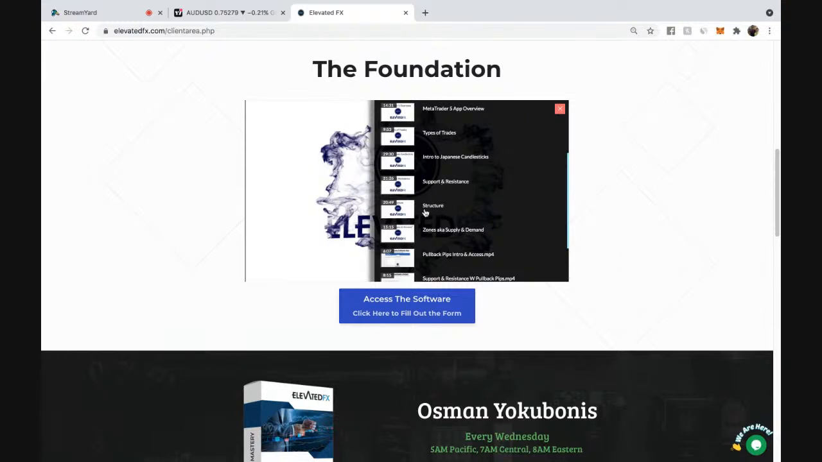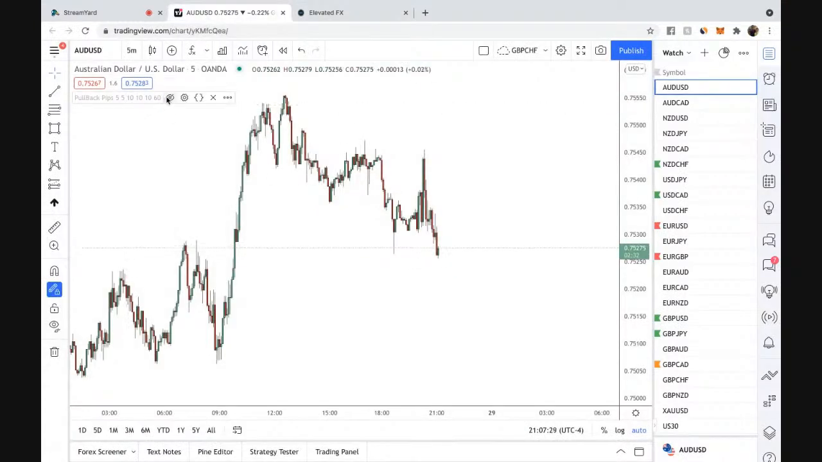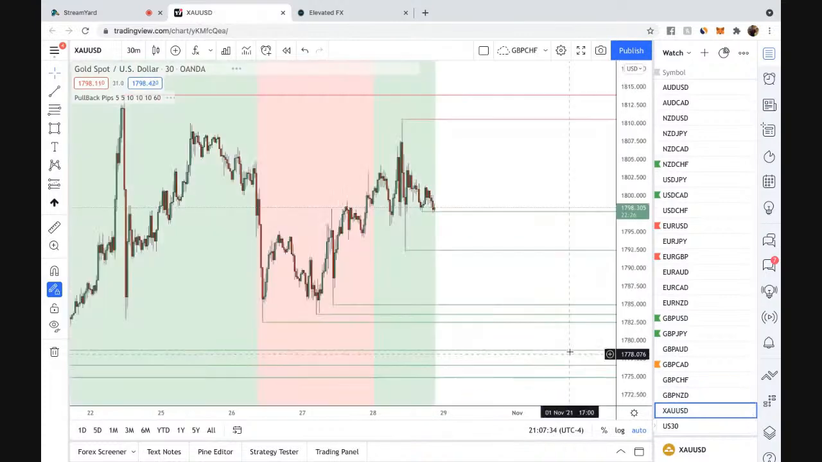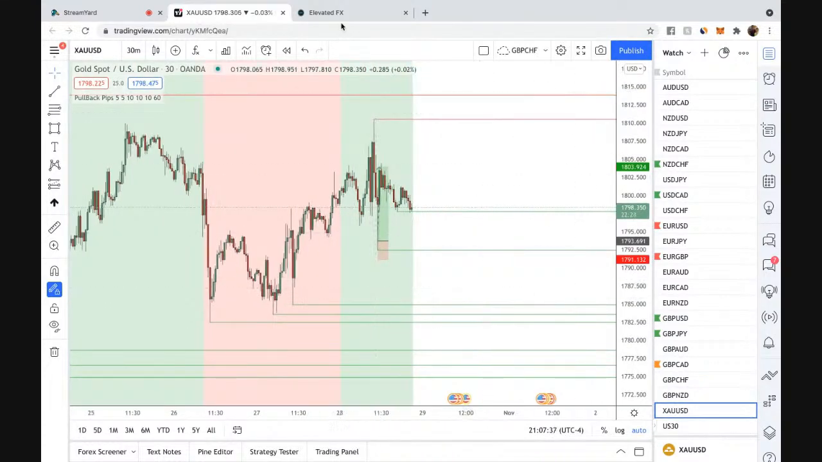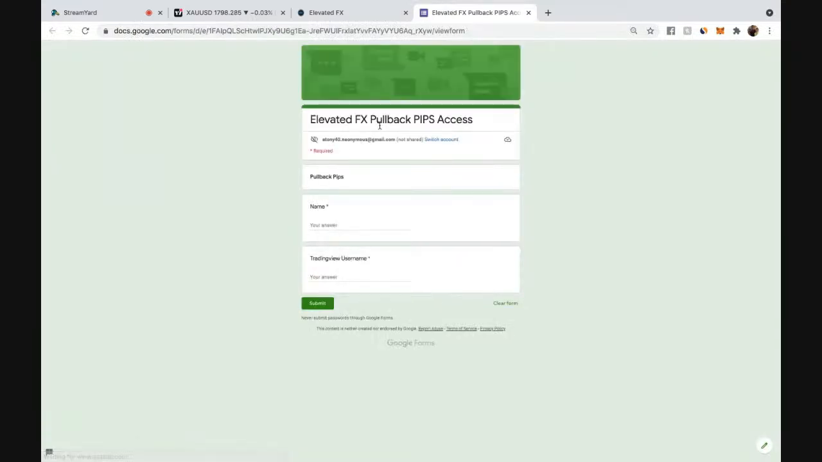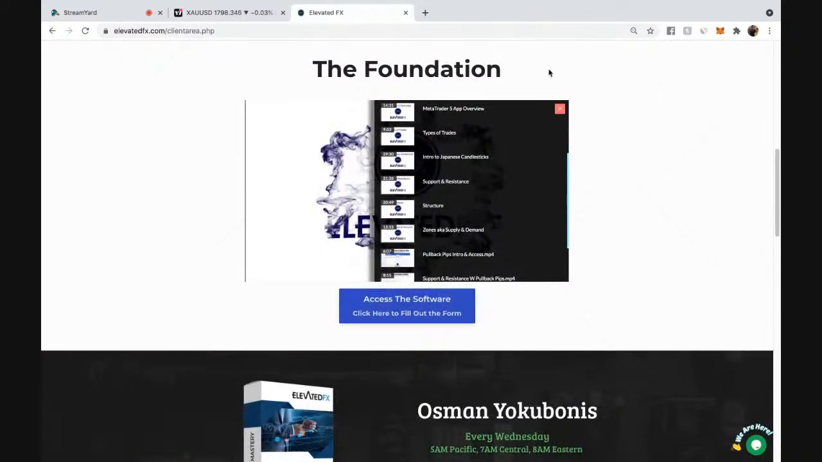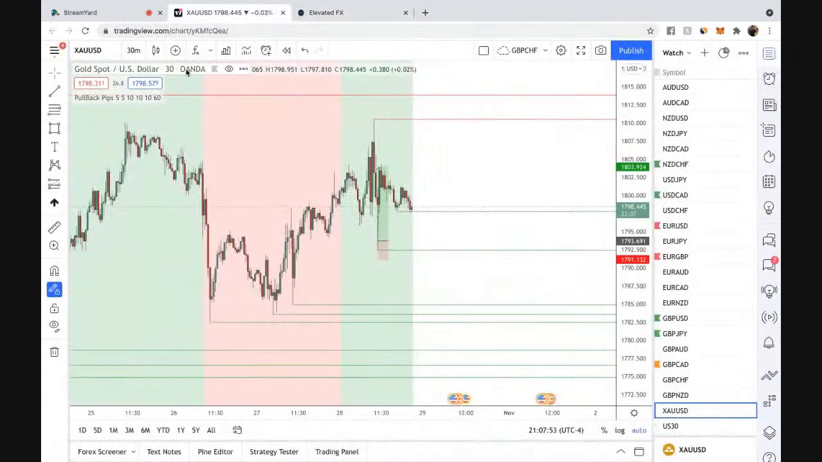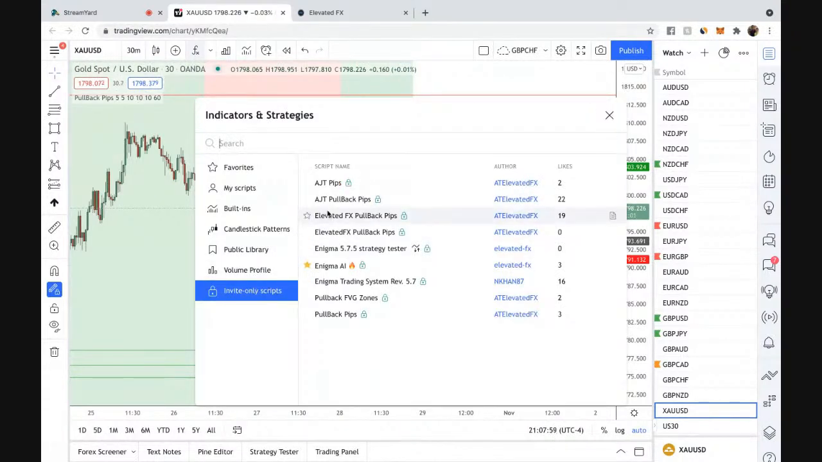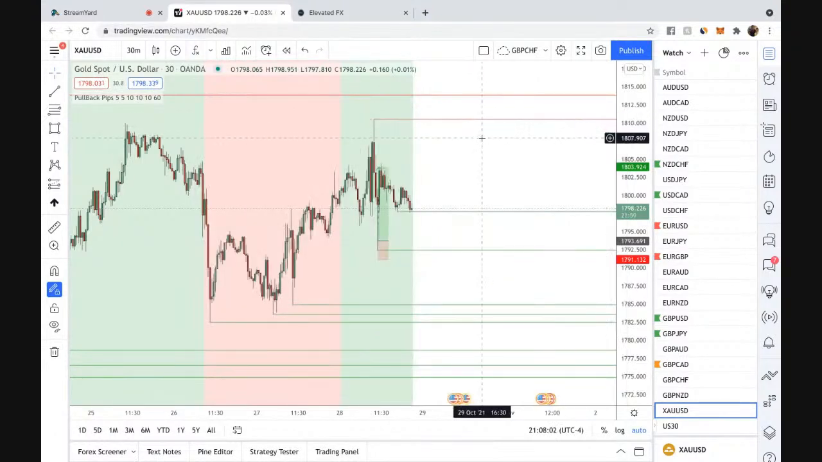I want to make sure everyone has access to your Pullback Pips Indicator, which should look something like this. This is your Pullback Pips Indicator. To gain access, all you have to do is click on this link that says access to software. You click it, it's going to take you to a Google form to fill out, and all you have to put in is your name and your TradingView username. Simple as that. Then when you go into your TradingView, all you have to do is go into your invite-only scripts, and you'll see it, Elevated Pullback Pips. Since I already have it, I don't need to click it. Let's rock and roll.